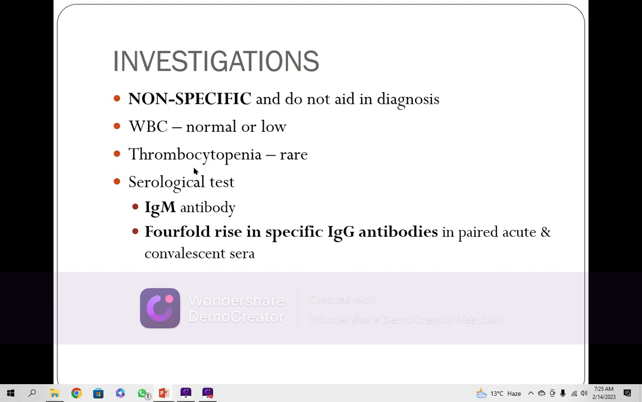WBC normal or low, and thrombocytopenia is rare, and in the serological test the IgM antibody may be positive. You can go for the ELISA, looking for a 4-fold rise in the specific IgG antibodies between the acute and convalescent periods.